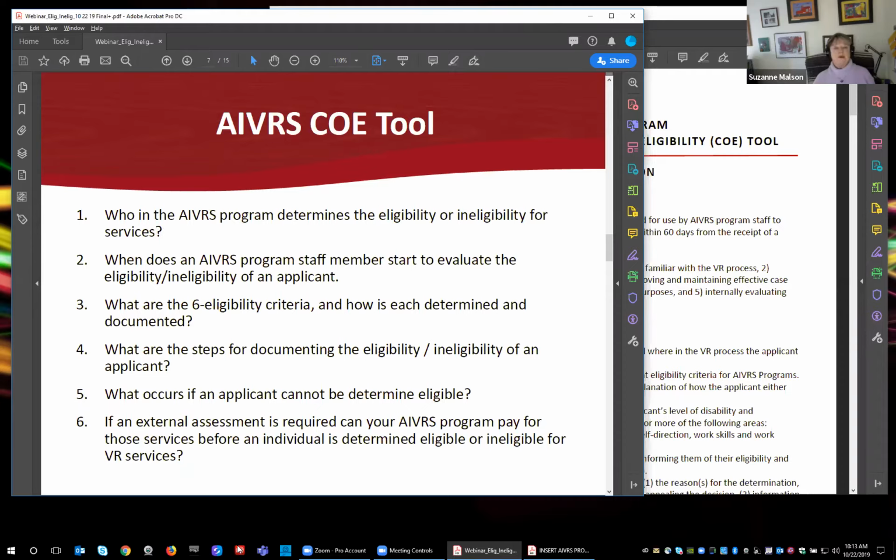So the first question we have is, who in the AIVRS program determines the eligibility or ineligibility for services?